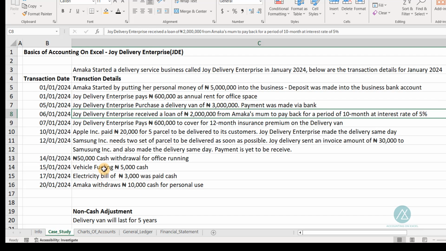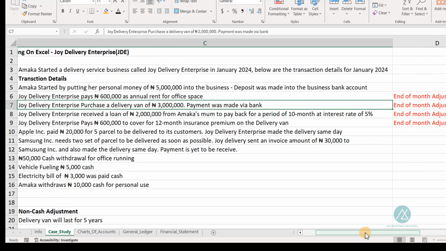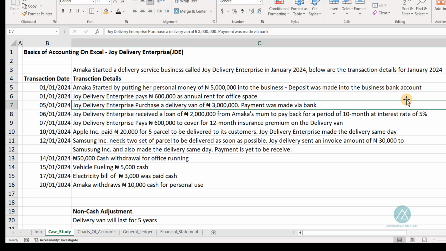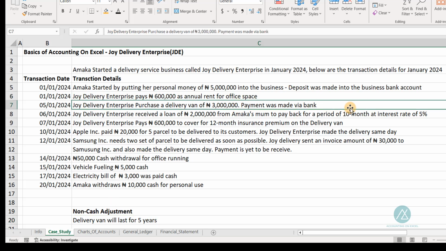So let's proceed. Now, the next transaction on the 7th, it says Joy Delivery Enterprise pays 600,000. Before I proceed, there are adjustments we need to make. There are adjustments we need to make for the rent, the van, and the loan. That's why you have here end of month adjustment, because we need to charge a specific amount to each month, because this money was made for 12 months. So which amount goes to January? Joy Delivery Enterprise purchased the van for 3 million. And it says the delivery van will last for 5 years, right? This is another piece of information we need to know to calculate the depreciation.